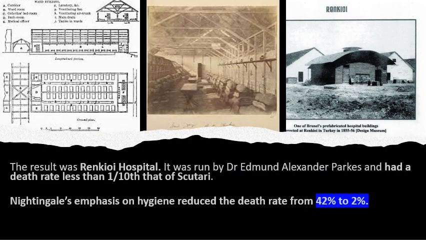It became known as the Renkioi Hospital, and Dr. Parkes, who ran it, found that once it was built and up and running and casualties were coming in, the death rate was a tenth of what it was before, when the original hospital at Scutari was taking casualties.